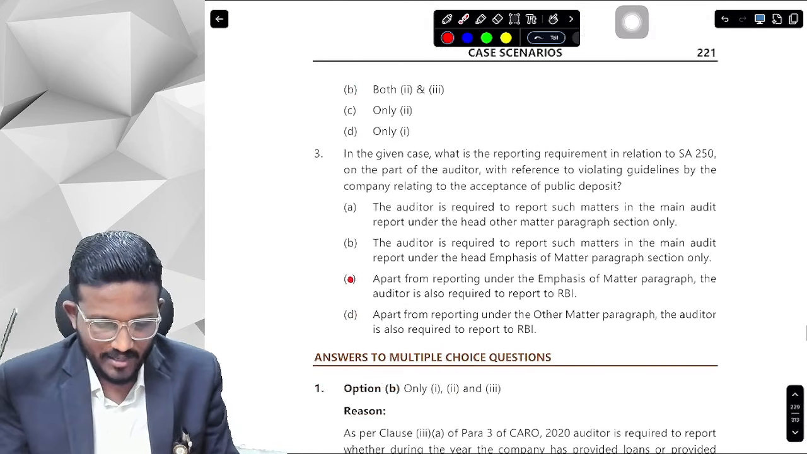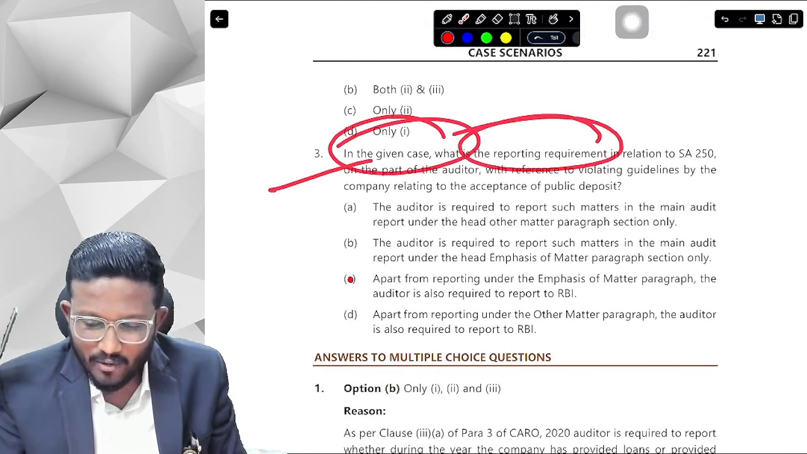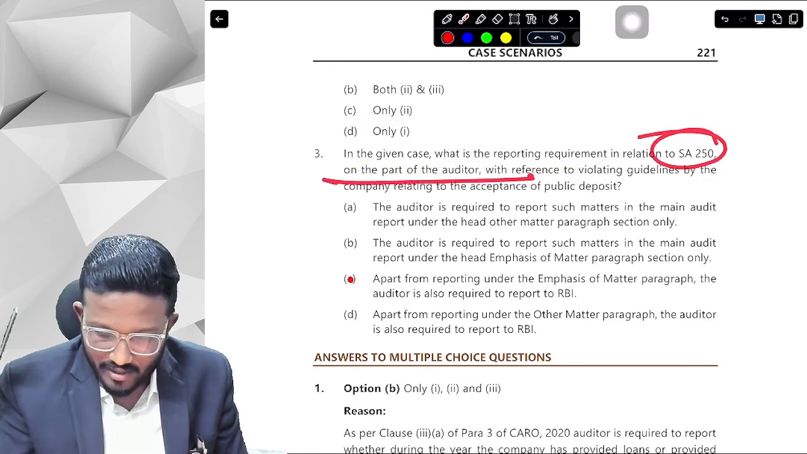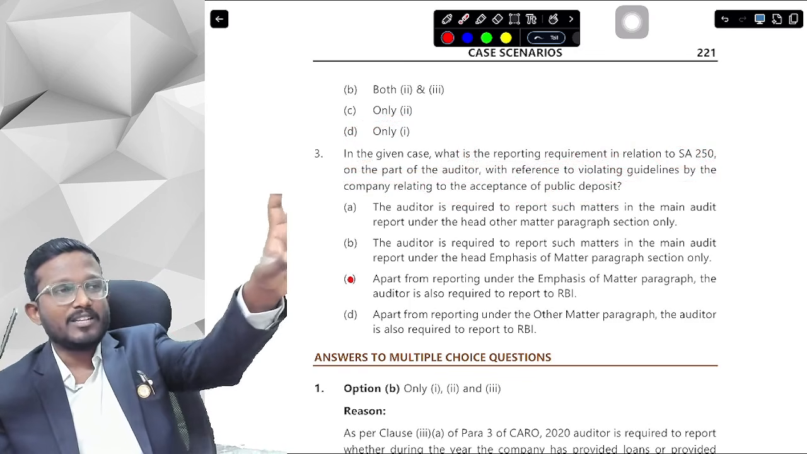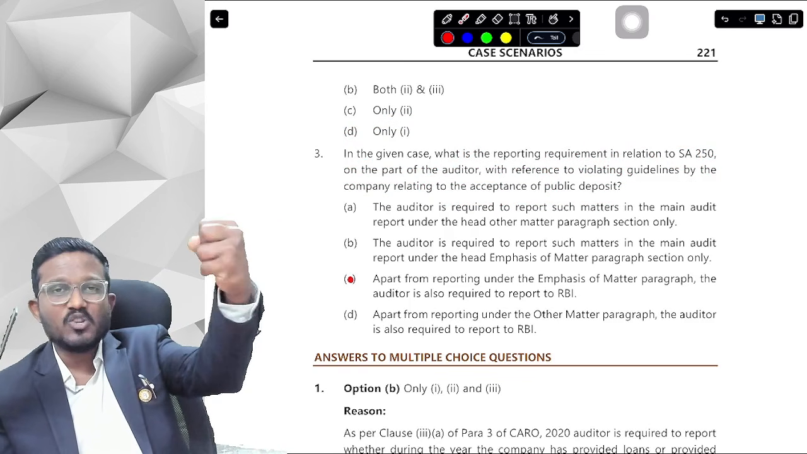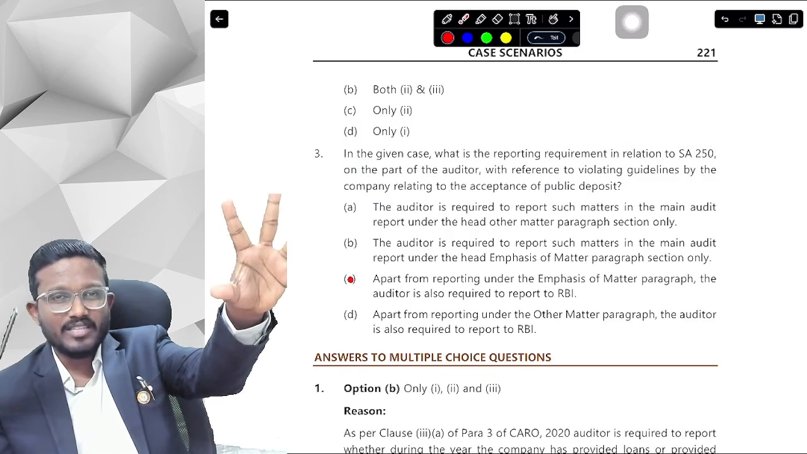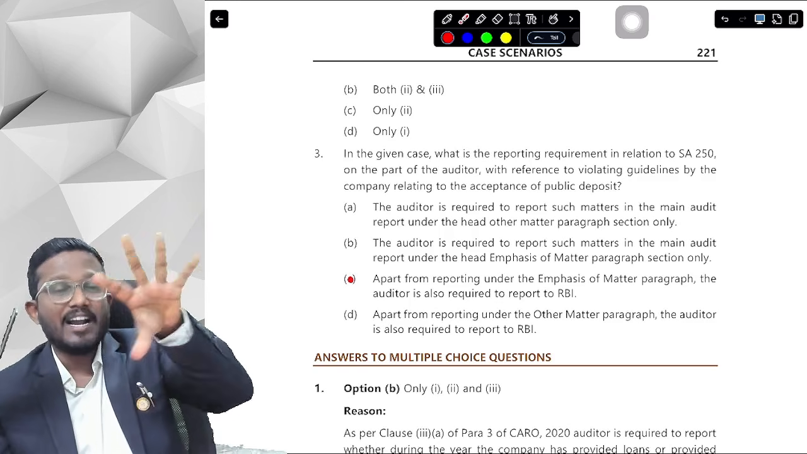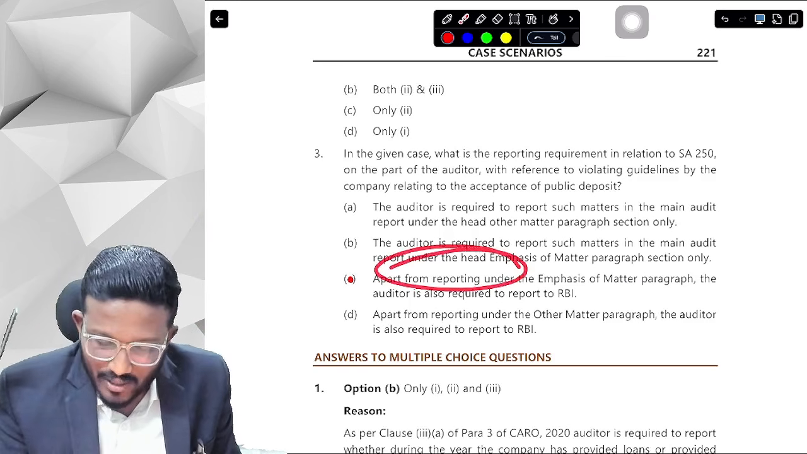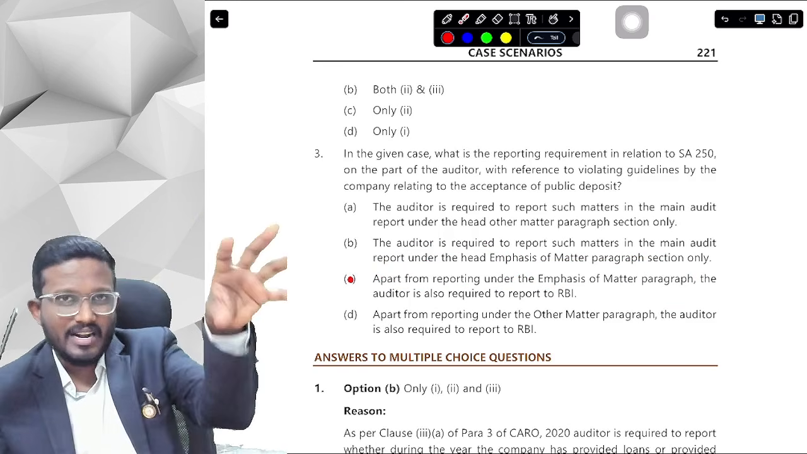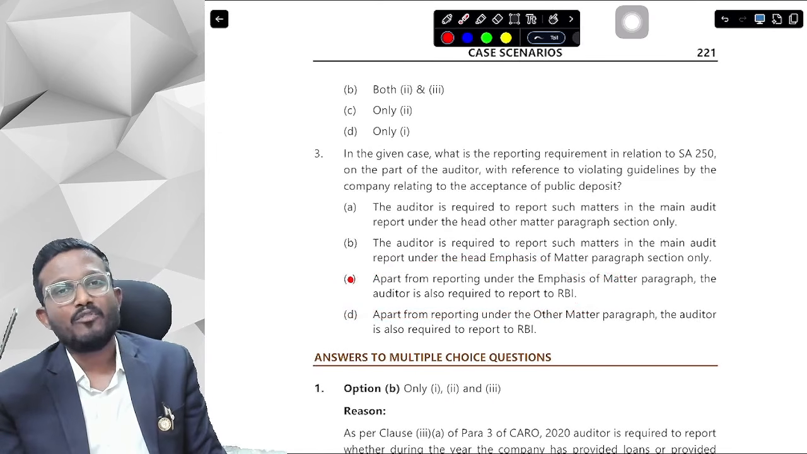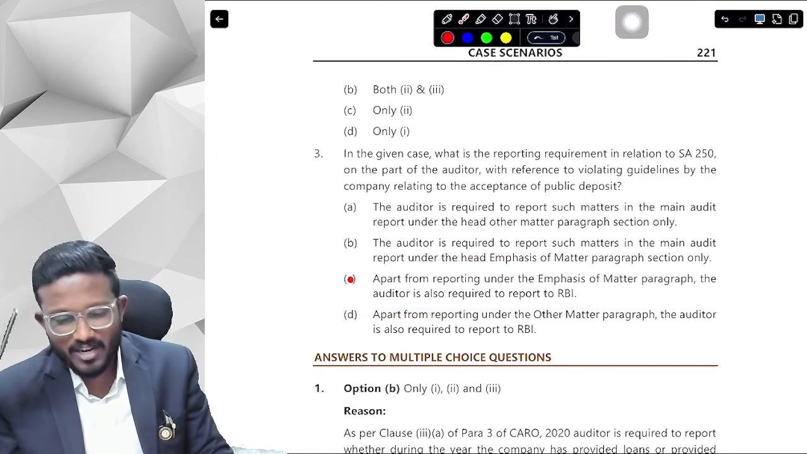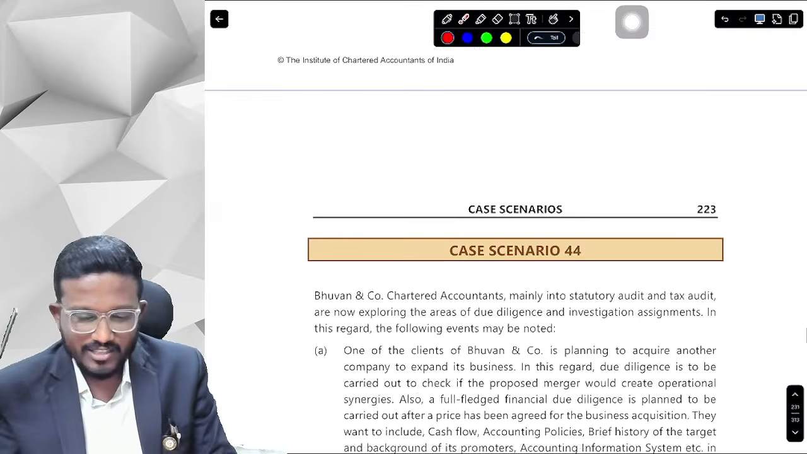Okay, yes sir. Chaliye. Next, in the given case, what is the reporting requirement in relation to SA 250 on the part of the auditor with respect to violating guidelines by the company with respect to acceptance of deposits? So there was an acceptance of deposits and the company has not fulfilled the guidelines for accepting the deposit. Now as per SA 250, what should I do as an auditor? So apart from reporting under the emphasis of matter paragraph, I have to also report to RBI that they have not fulfilled the RBI guidelines. I will have to report to RBI as well. Okay, yes sir, this was your case scenario number 43.